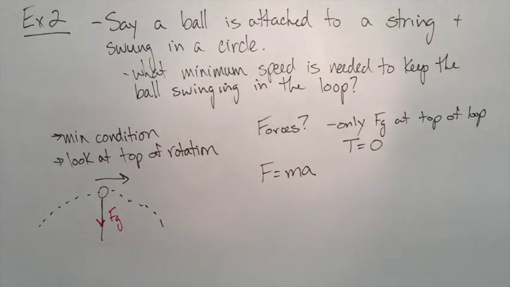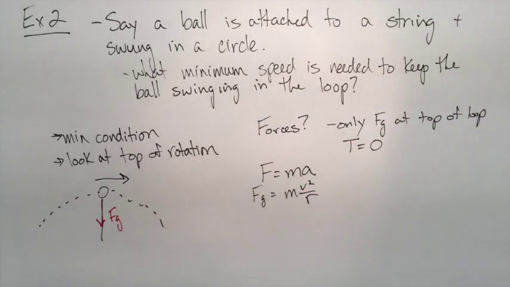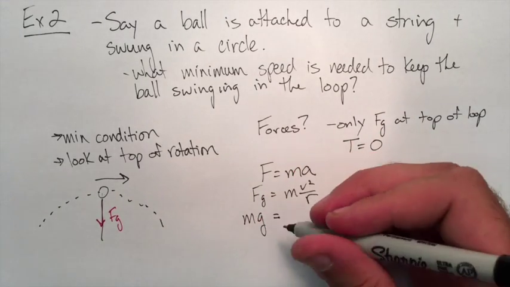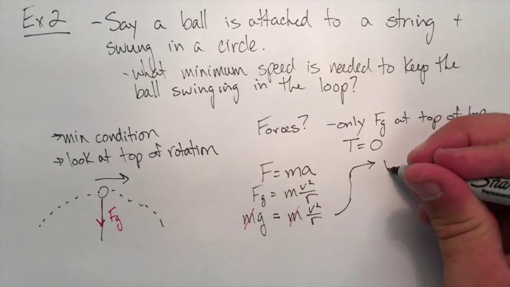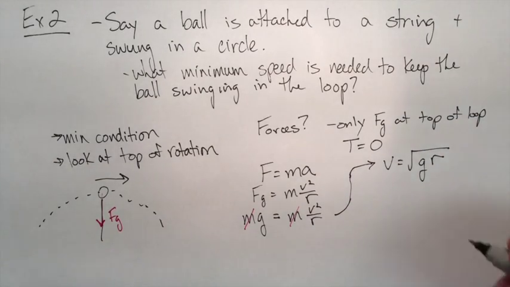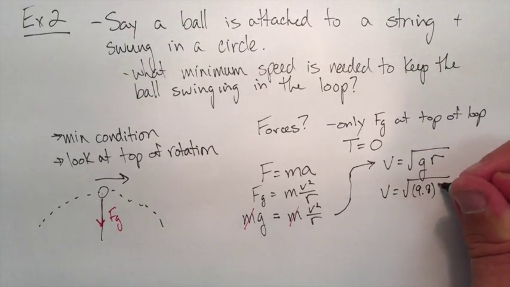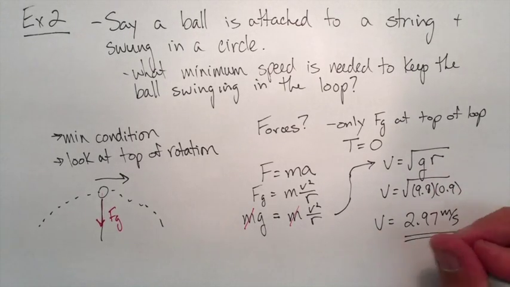So F equals ma. The only force is Fg, which is mv squared over r. So mg equals mv squared over r. The masses will cancel. The mass of the ball doesn't matter. So here, the velocity of that ball will be the square root of g times r. So the only thing that matters is what planet you're on and the radius of that circle. So we find that the minimum velocity is 2.97 meters per second.